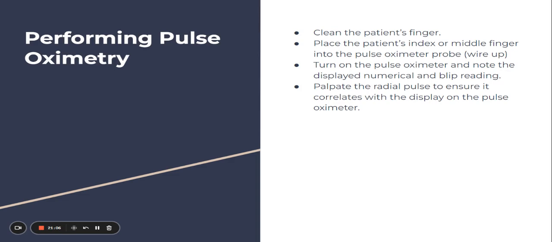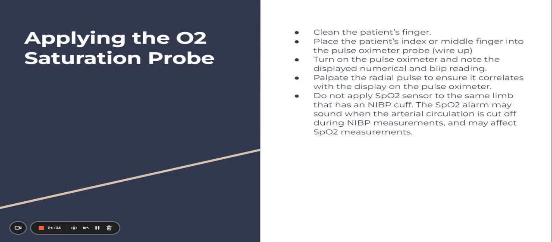Now, performing pulse oximetry, very simple. Clean the patient's finger, place the sat probe on the index or middle finger. The wire should be upwards, so on the top of the finger. We turn on the pulse oximetry. We note the displayed numerical reading as well as the blip reading, that's on the bouncing bar. And then we make sure to palpate the radial pulse to ensure that it correlates with the display of the pulse that we're seeing on the pulse oximeter.